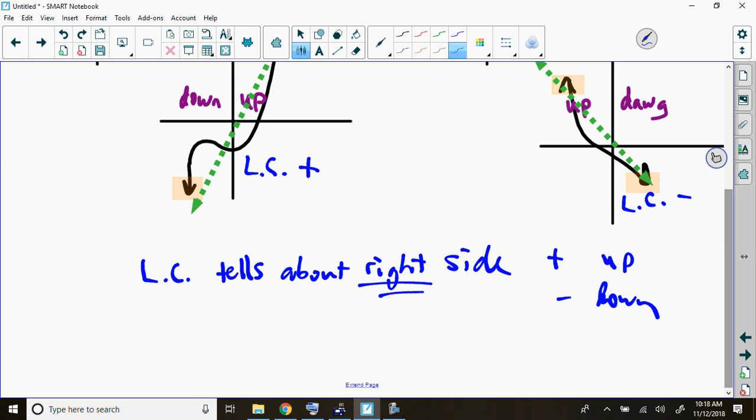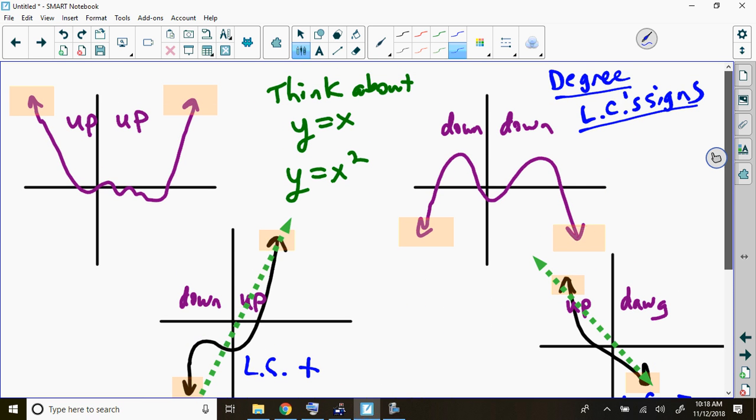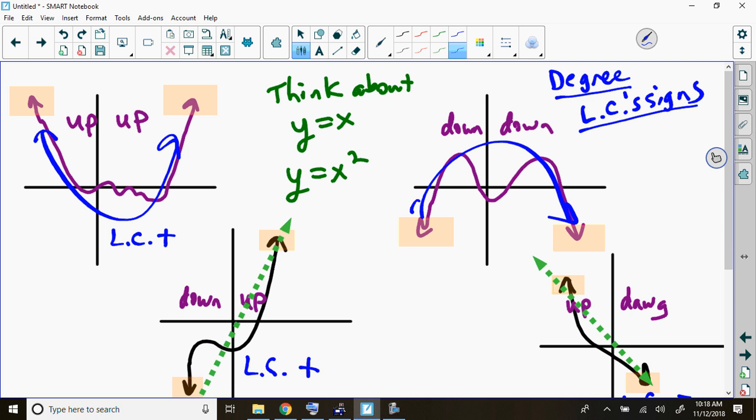And then you think, well, how do you know what it's doing on the other side? Well, let's go back to the earlier advice I gave you. I said, let's think about x and let's think about x squared. If we think about x squared, we're thinking about parabolas, right? Hey, wait a minute, the leading coefficient is positive, and it's going up on the right, imagine that. Hey, another parabola, it's going down and down. What's the leading coefficient? Negative. So if the leading coefficient's negative, it's going down on the right. Positive, it's going up on the right.